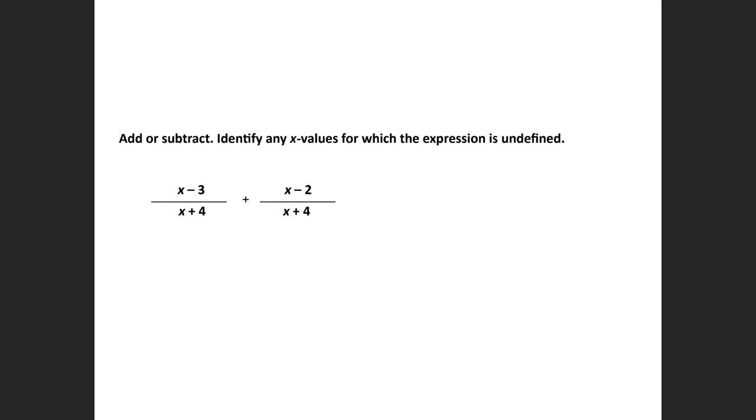if I gave you a problem like this, looks pretty hard, doesn't it? Are the denominators the same? Yes. If the denominators are the same, you're halfway done with the problem because you know what the denominator is going to be in your answer, right? And then I have to just add across the top. So x plus x, that gives me 2x. -3 plus -2, that gives me -5. Done.